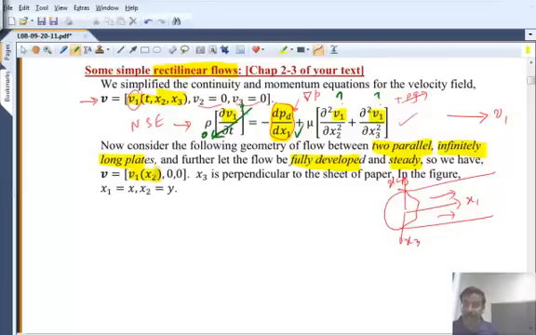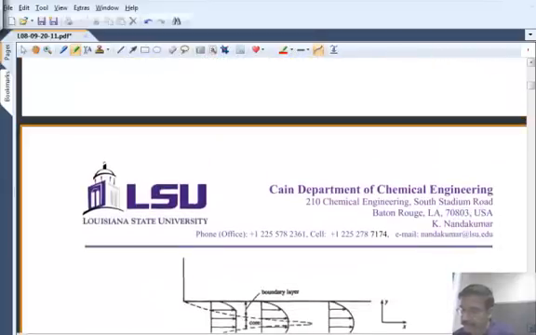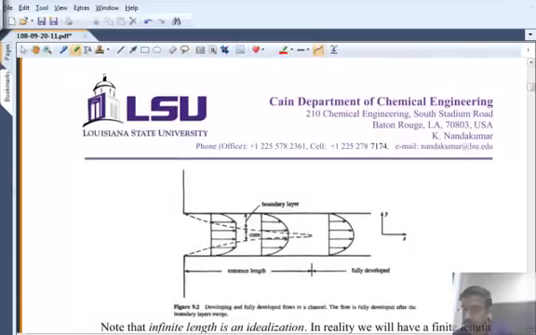So I can simplify further, dropping terms that do not depend. v1 does not depend on t, so I drop the left side, and v1 does not depend on x3, so I drop this one. But what is the geometry I'm considering? The geometry I'm considering is flow between two parallel plates. So this is the geometry. Perpendicular to the board, I have to think of it as being infinitely long. So it is an idealization.